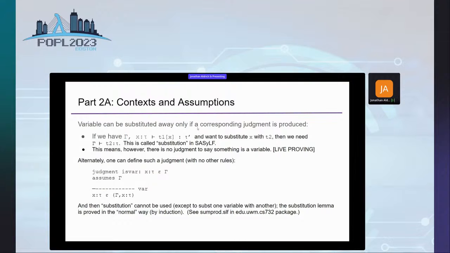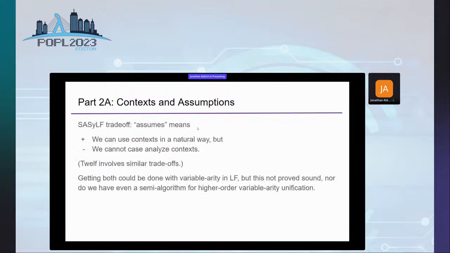And if your relations need to talk about whether something's a variable or not, otherwise you can only have one rule that mentions variables. If you use it up on typing, you can't use it for anything else. Right. Okay. So there are more theorems you can prove if you use this trick. Yeah. Nice. And I'll prove more theorems with Sassy Elf than I have. So as a trade-off, when we do assumes, we can use context in a natural way, but you cannot case analyze context because they're not actually there.